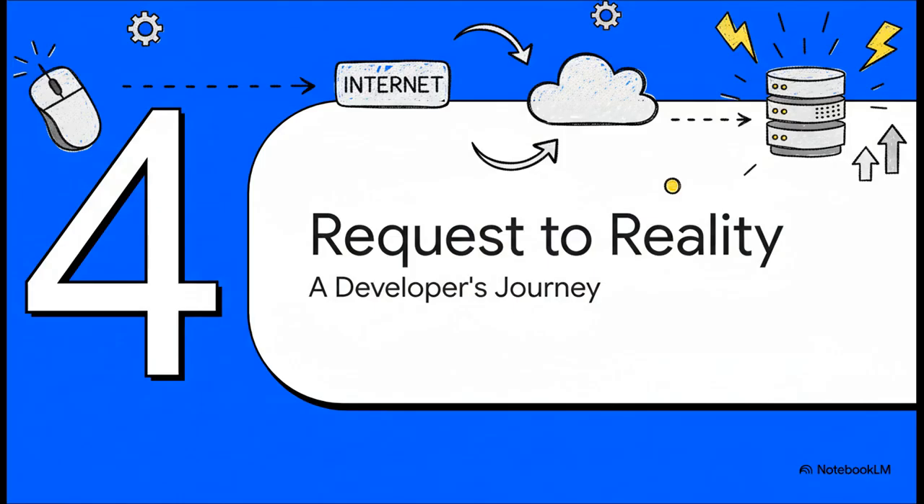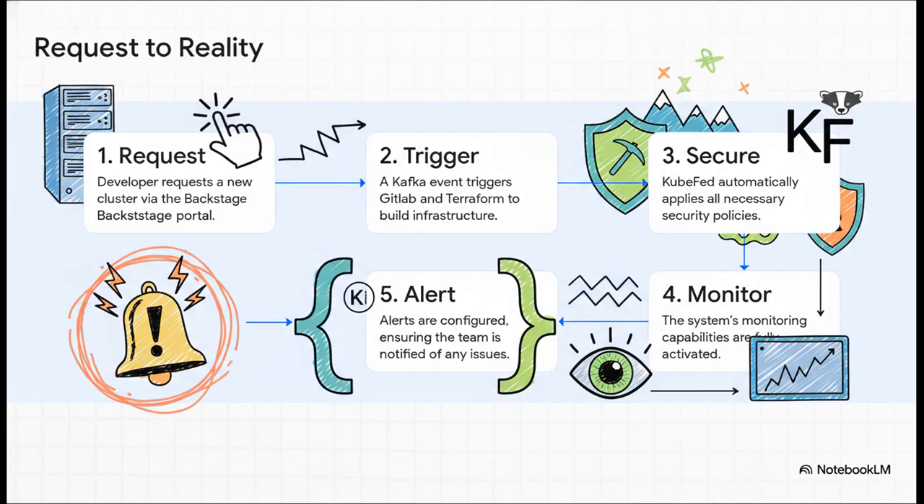Okay, the theory is awesome, but what does this actually look like for a developer on a typical Tuesday morning? Let's walk through the whole journey, right from that first click to a live, running environment. So, here's the flow. It all kicks off when a developer goes into the Backstage portal and just selects a new resource they need. And that single click fires off an event into Kafka. Instantly, that event triggers GitLab and Terraform, which start building out the actual infrastructure. Right after that, automated security tools jump in and apply all the necessary policies. And finally, the monitoring and alerting systems are switched on and configured.